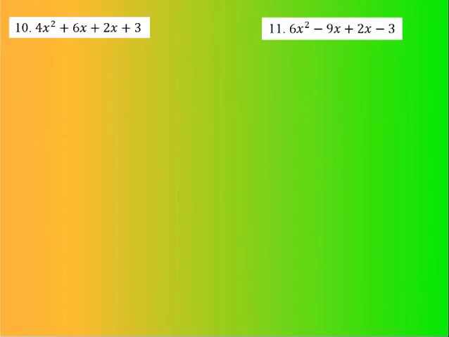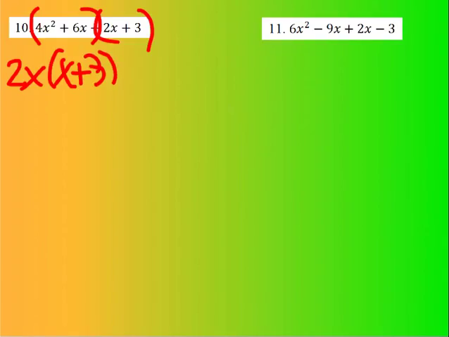Just a couple more to go. So let's take a look at number 10. Again, making our two groups. So what divides 4 and 6? Well, that's going to be 2. And then we can take out an x. So dividing 4x squared by 2x, I just get x. 6x divided by 2x is 3.